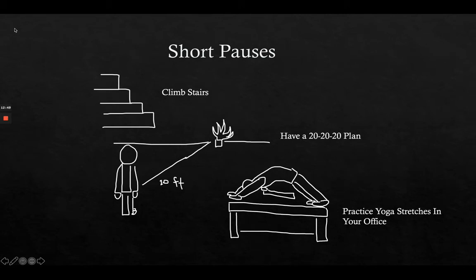Besides taking long pauses, short pauses can also be influential. There are 3 ways of taking short pauses. Climb stairs instead of taking the elevator. Have a 20-20-20 plan in which you gaze at something about 20 feet away for 20 seconds for every 20 minutes. And practice some basic yoga stretches in your office.